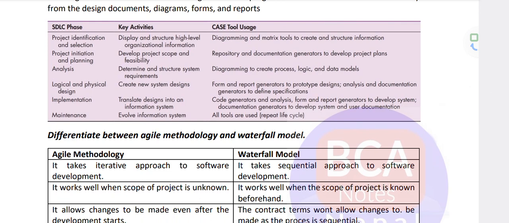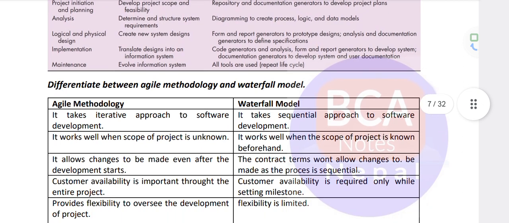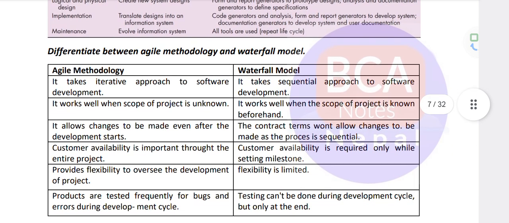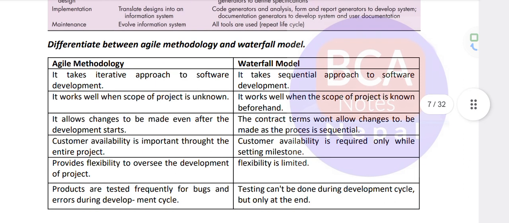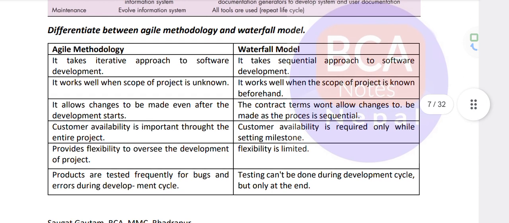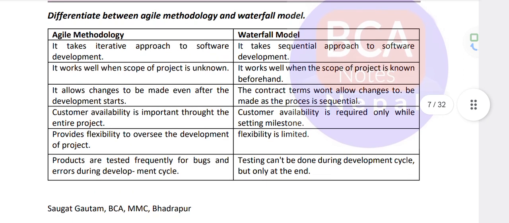Agile methodology takes an iterative approach to software development, while the waterfall model takes a sequential approach. Agile works well when the scope of the project is unknown, while waterfall works well when the scope of the project is known beforehand. Agile allows changes to be made even after development has started. The contract terms won't allow changes to be made, as the process is sequential.